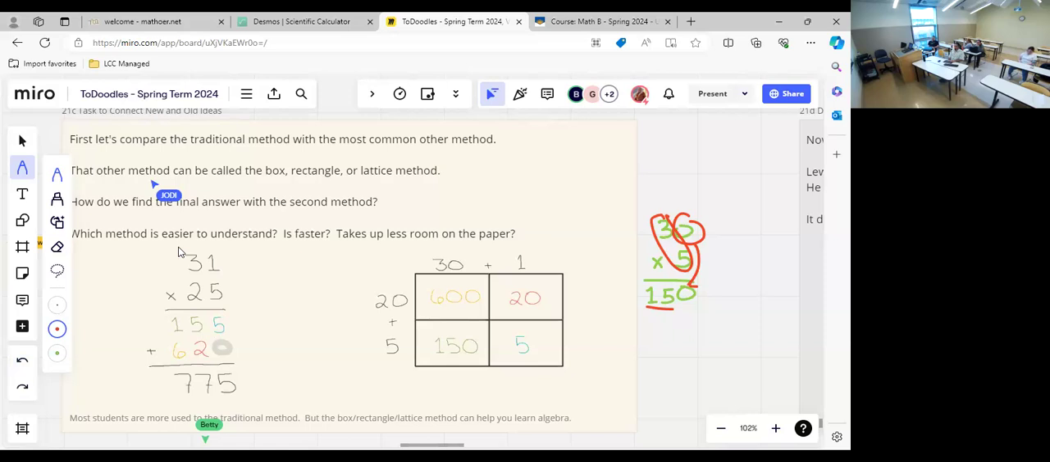Because we can't multiply by 31 all at once. We have to multiply by 1 and then by 30. Then we do 2 times 1 is 2, and that's also scooted over for the same reason, because this is not a 2, it's a 20. So 20 times 1, the 0 is kind of hiding off at the end, right?